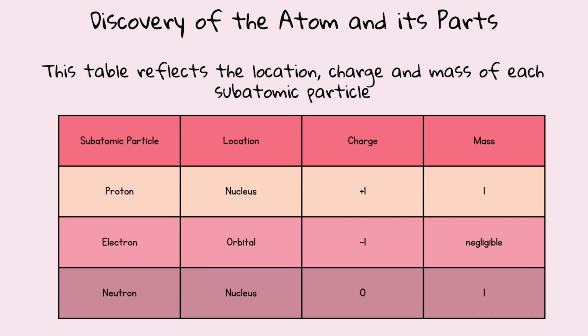This table reflects the location, charge, and mass of each subatomic particle. Protons and neutrons are found in the nucleus. Protons have a charge of +1 and a mass of 1, while the neutron has no charge and has a mass of 1. The electron, which is found in the orbital, has a charge of -1 and negligible mass.